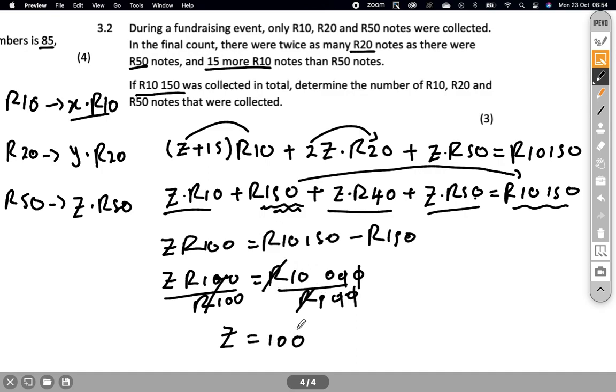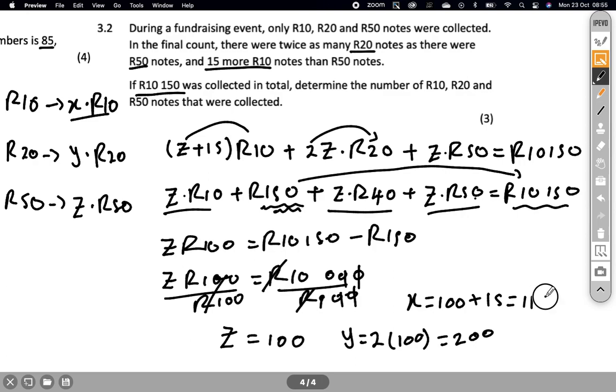So in total, there were 150 Rand notes collected. Now remember that for the 20 Rands collected, it was 2 times the 50 Rand note. So it's going to be 200. And then for the 10 Rands, they said that for 10 Rands, they collected 15 more than 50 Rands. So it's going to be 115 for the amount of 10 Rands collected.